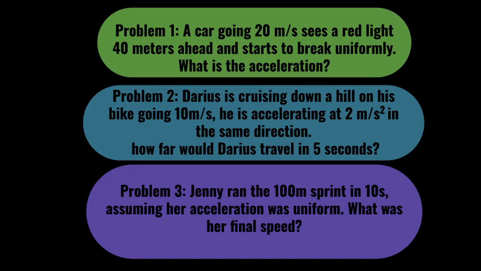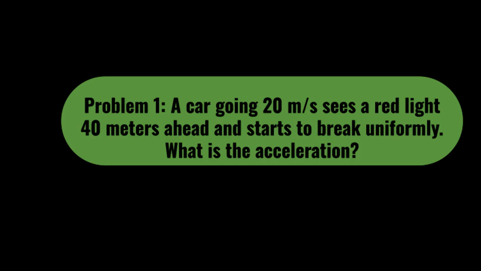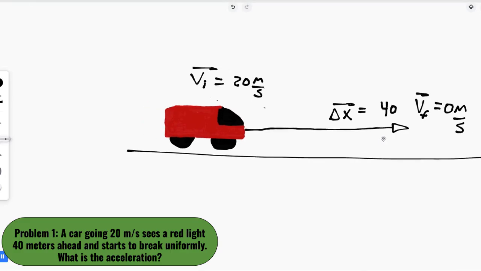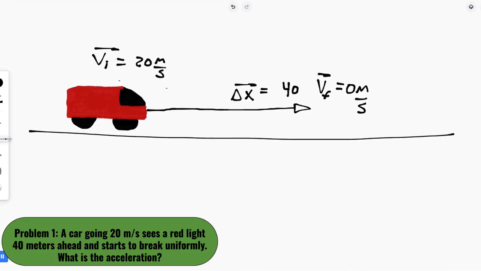So the first problem here, problem 1: a car going 20 meters a second sees a red light 40 meters ahead and starts to brake uniformly. What is the acceleration? All right, so I have a drawing here, and also our three knowns. We know initial velocity, we know displacement, and we know final velocity. We're trying to find acceleration, so that's the one that is unknown.